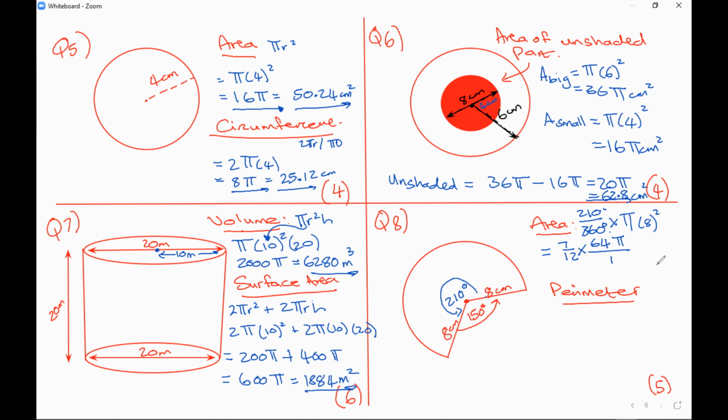7 times 64 divided by 12. And then multiply it by 3.14. You should get 117 centimeters squared. 117.23 if you had 2 decimal places or 1 decimal place, centimeters squared. Like that. Let me just double check it on the calculator again. 7 times 64.